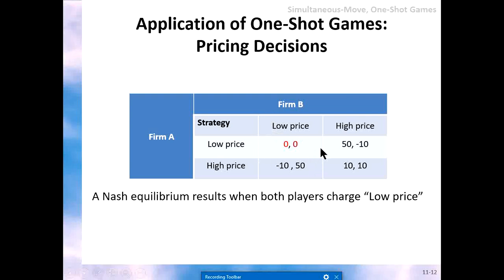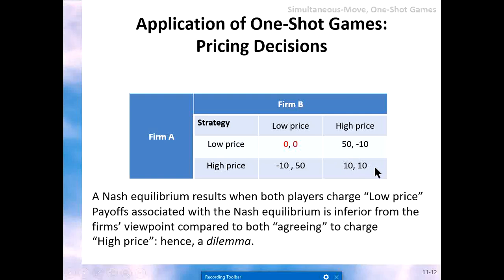They colluded or made an arrangement and said that both of us charge a high price, and therefore they can get both of them 10 and 10 of payoff. So who loses here? The consumer will lose because he's paying higher prices. So as we say, a Nash equilibrium results from both players charging the low price. The payoff associated with Nash equilibrium is inferior from the firm's viewpoint compared to both agreeing to charge a high price. Hence, it is a dilemma.